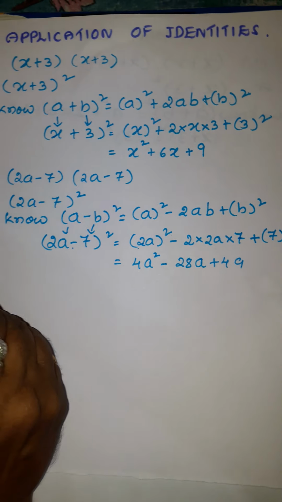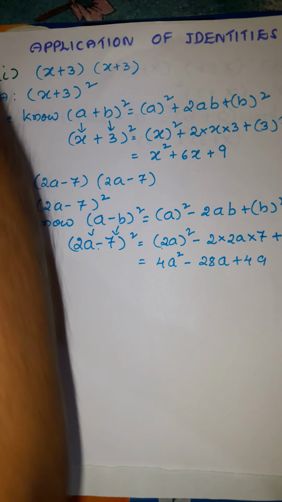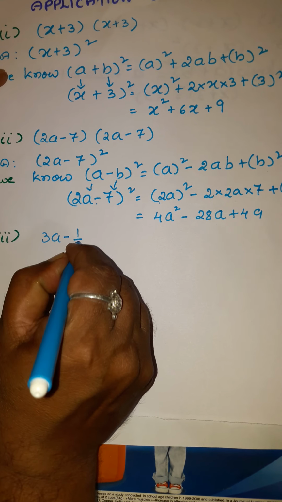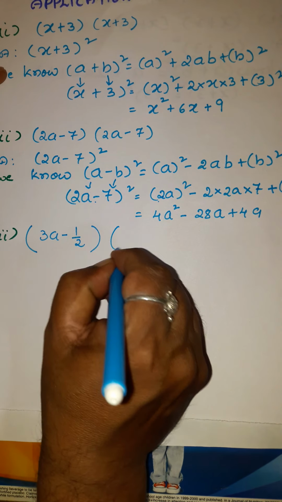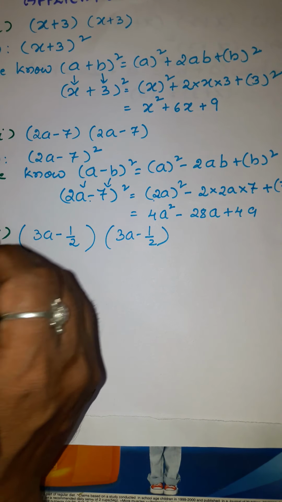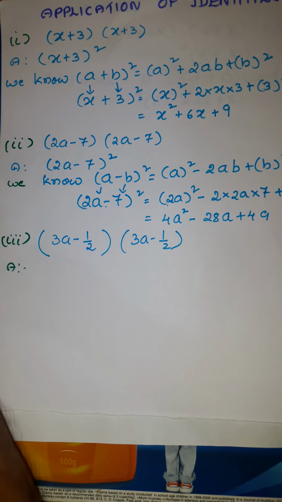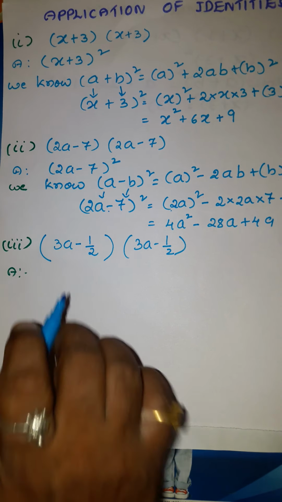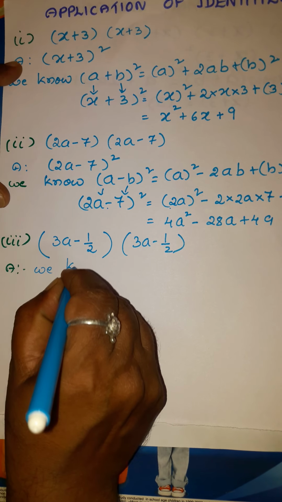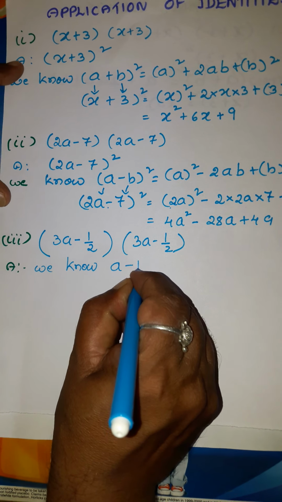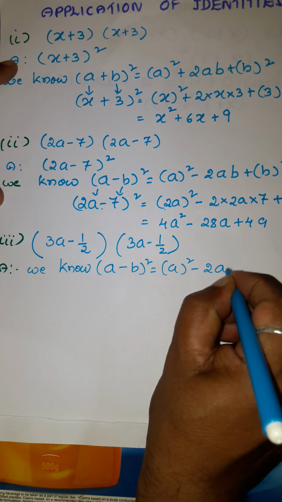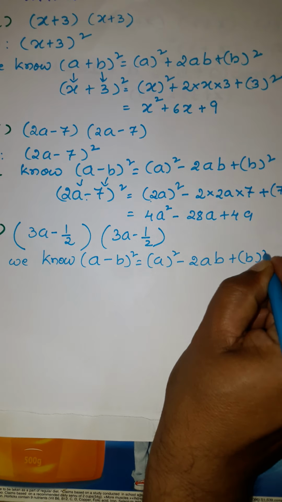Now third one, (3a minus 1 by 2) into (3a minus 1 by 2). So we know because it is like (a minus b) multiplied by (a minus b) we will get (a minus b) whole square. We know (a minus b) whole square is equal to a square minus 2ab plus b whole square.